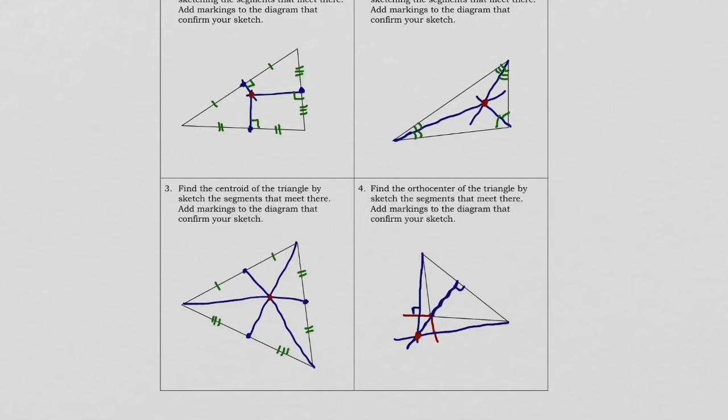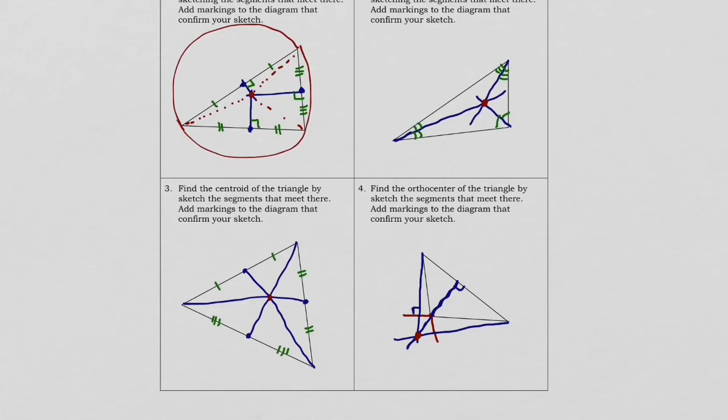Now, there are a couple interesting properties I want to mention about a few of these. It turns out the circumcenter is equidistant from each of the vertices, and so it's the center of the circle that passes through each of those vertices. So one of the things that means is that every triangle has a circle that passes through all three vertices.